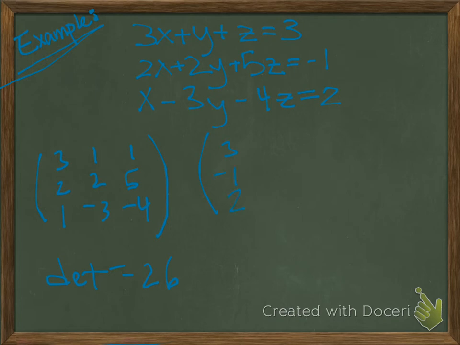Then we replace the column with the answer column. That's a 2. 1, 2, negative 3, 1, 5, negative 4. And the determinant of that is equal to 26 as well. I'm not going to bother writing out the other ones, so determinant of Y is equal to 26 as well, I believe. Yes. And determinant of Z is equal to negative 26.